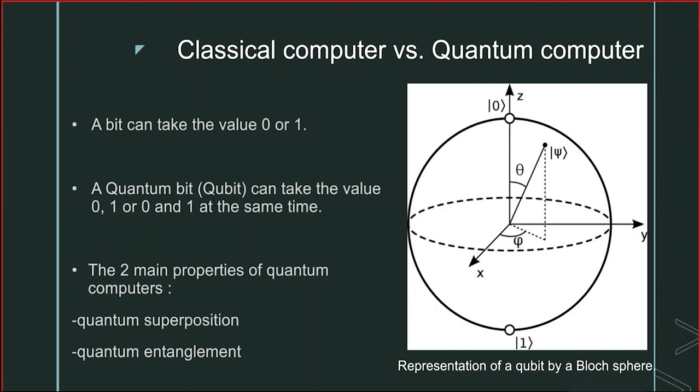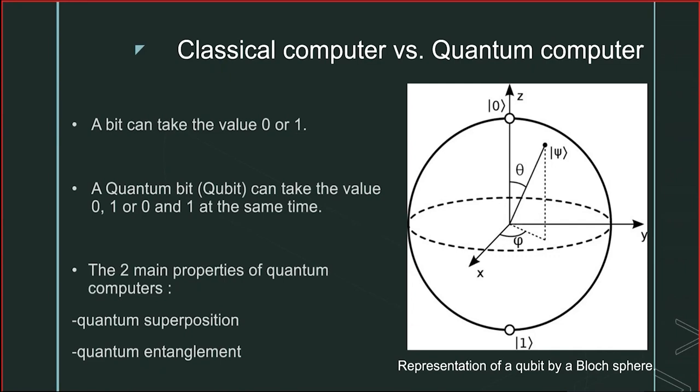A classical computer works with bits. A bit can take the value 0 or the value 1. It is by creating strings of bits, strings of 0 and 1, that a computer communicates. A quantum computer does not use bits but quantum bits. This is what makes all the difference.